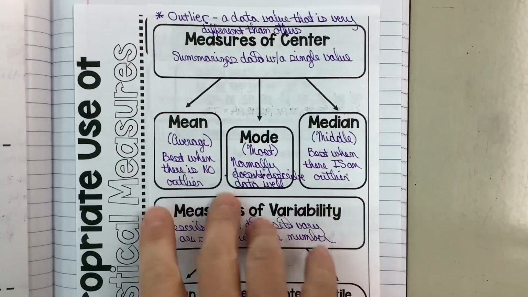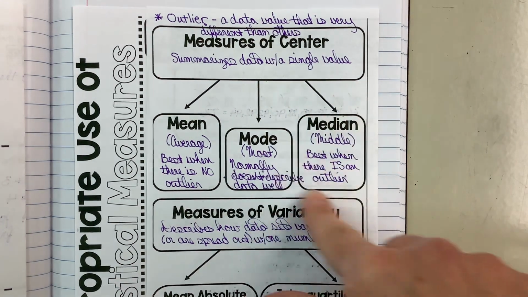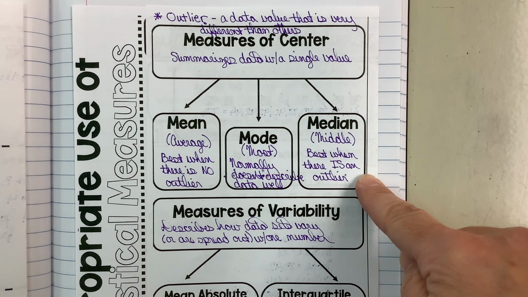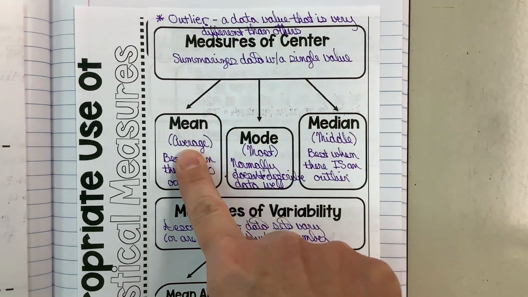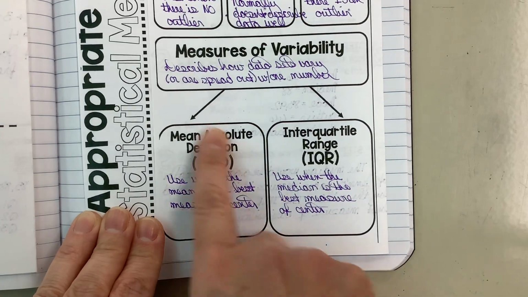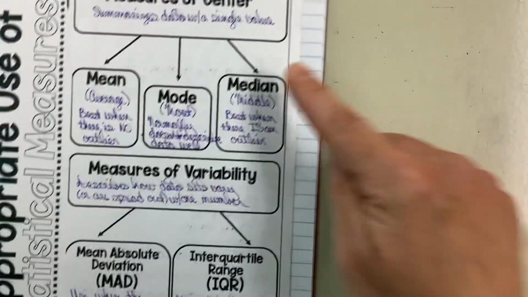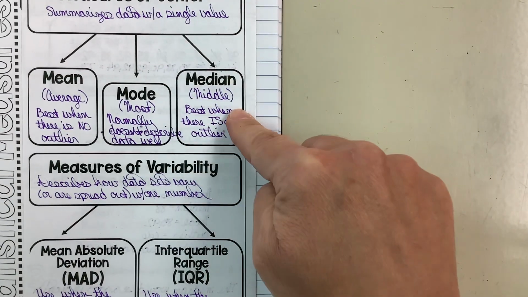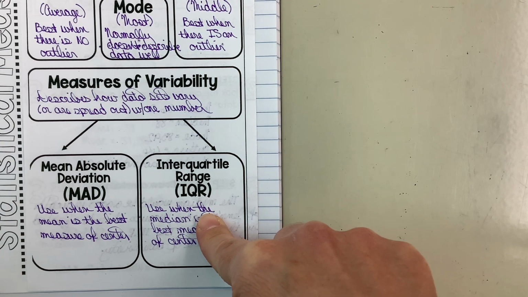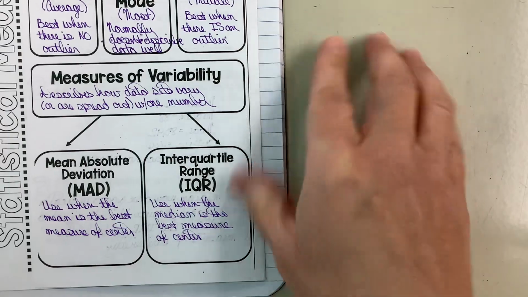So for the measures of center, you use the mean when there is no outlier. You use the median when there is an outlier, when somebody is way outside of the box. If you choose to use your mean as your measure of center, then you would use your MAD as the measure of variability. Whereas if you use the median as your measure of center, you're going to use the interquartile range as your measure of variability. Alrighty.